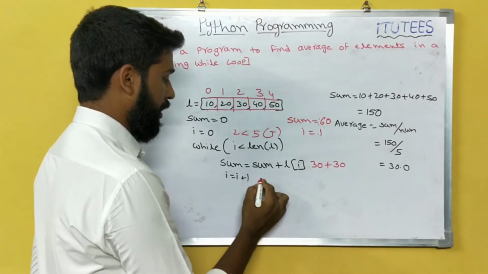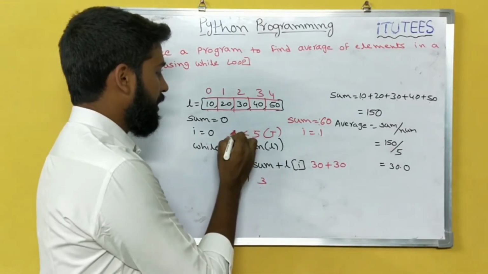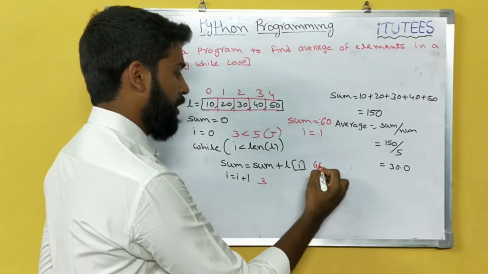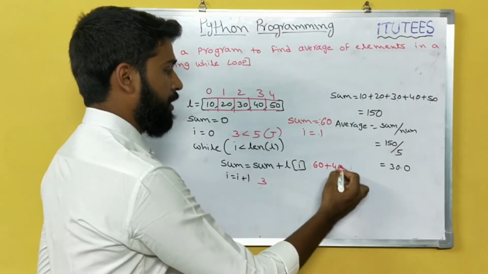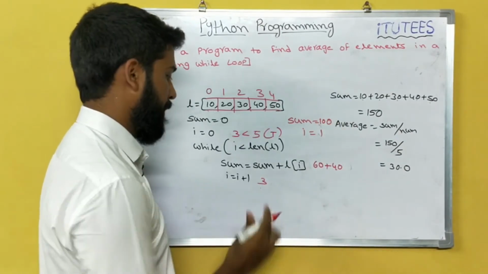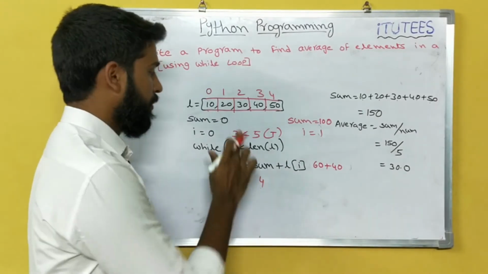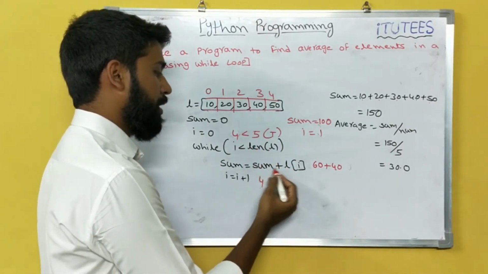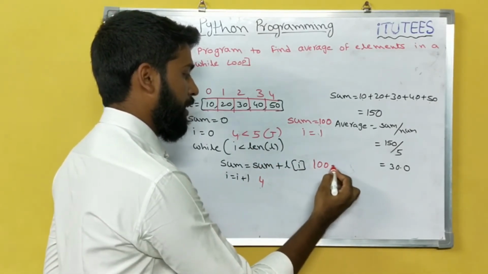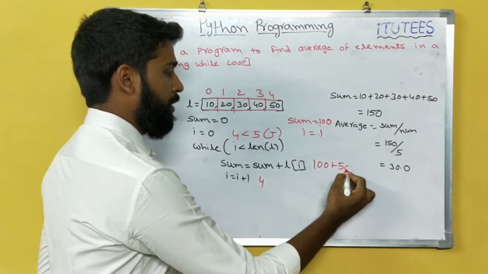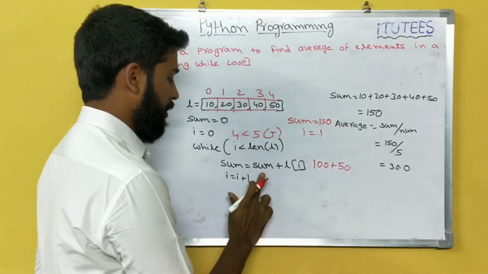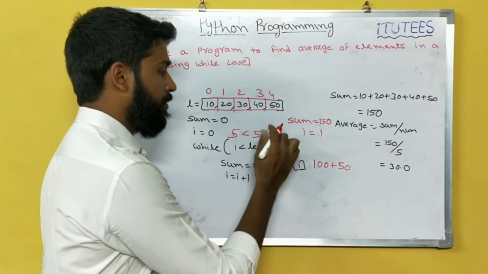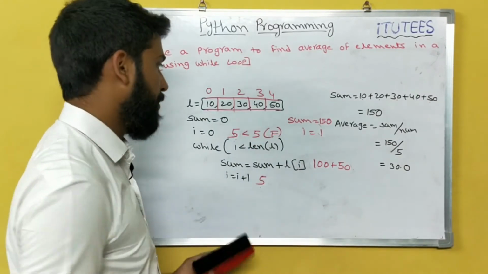I plus 1, 3. 3 less than 5, true. Enter into this. What is the sum? 60 plus what is L of I? 40. Means 100. I plus 1, 4. 4 less than 5, true. Go to here. Sum equals sum plus, what is the sum? 100. L of 4 is 50. 150. I equals 5. 5 less than 5 is false. That's it.